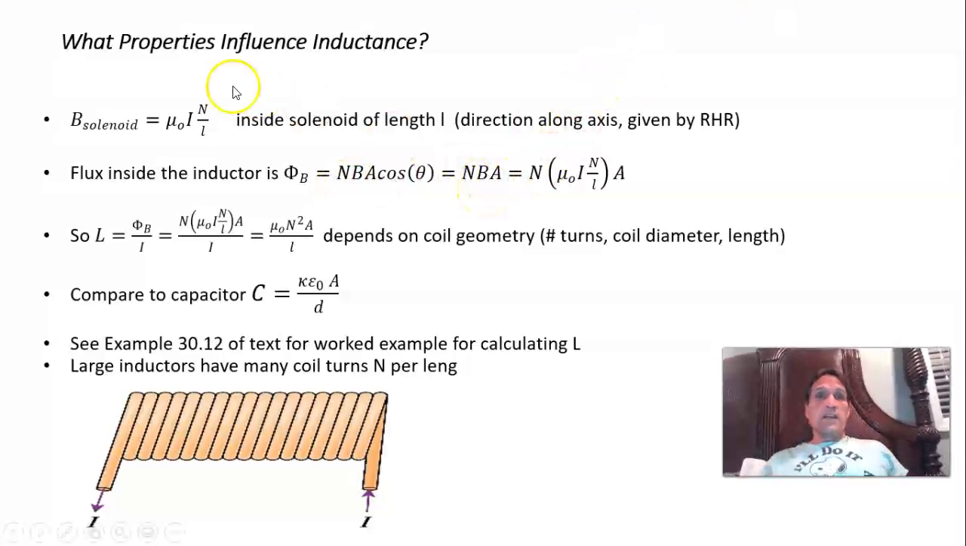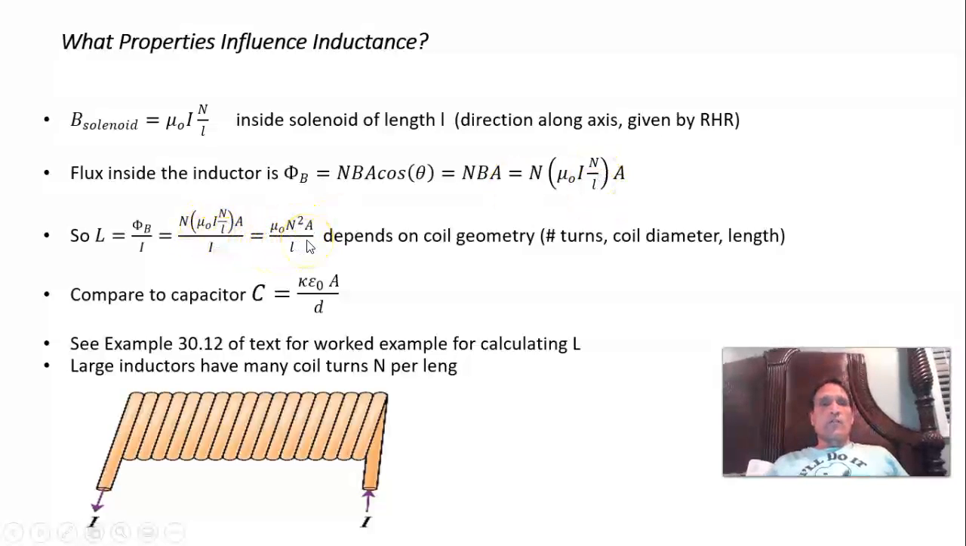So then we plug in what B is, and B is mu naught I N over length, and you plug that in for the flux, the currents cancel, and we're left with an equation for the inductance. And so the inductance depends on the number of turns in the coil, and it depends on the area, the diameter of the coil, and it depends on how long the coil is. And so you see that the inductance, the value of L, is completely determined by how many turns you wind around this core and what the area of each turn is and what the length is.